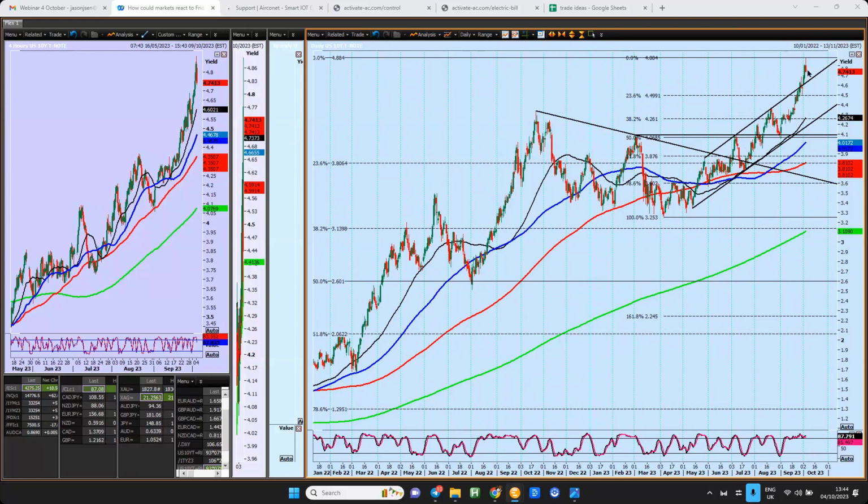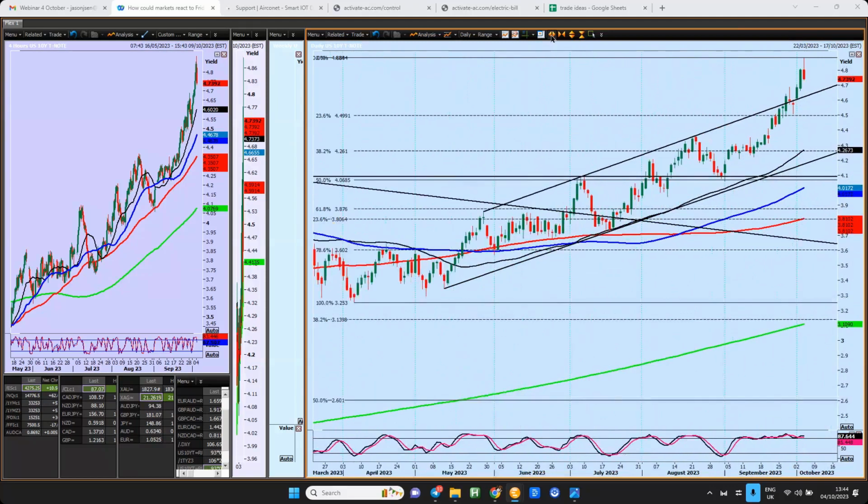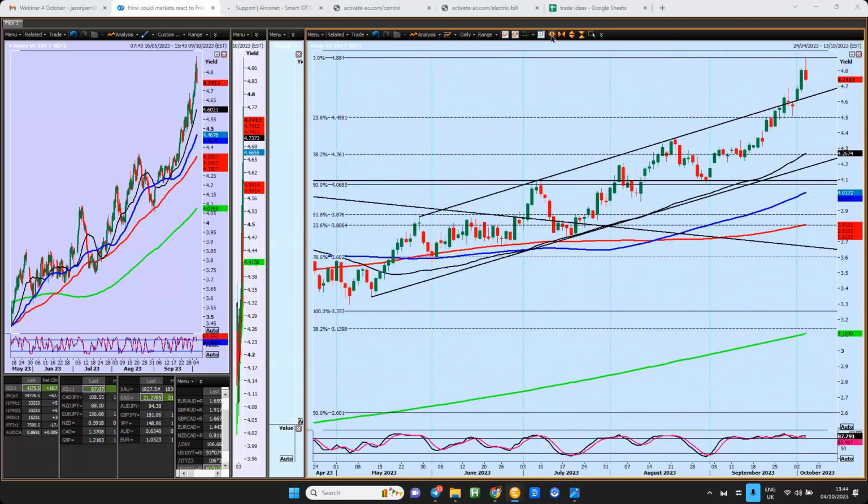We've got a pullback today on the back of that ADP number, but one number doesn't change an awful lot. So yeah, it is shocking. Really is shocking. Okay, well, look, I can't really say anything else. We're in a strong bull trend. We've had a bit of a pullback on the ADP number.